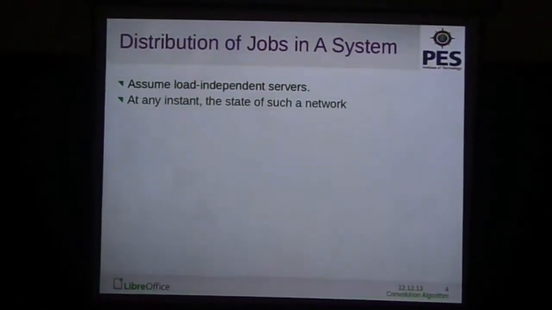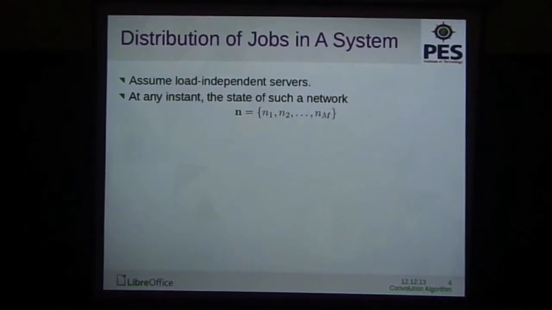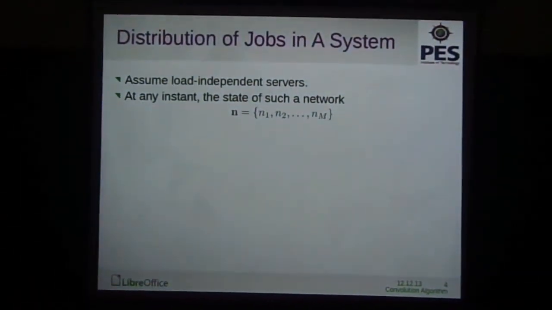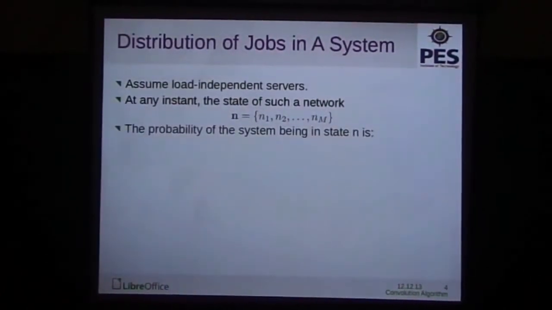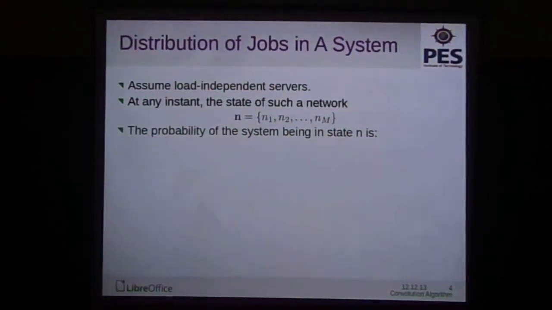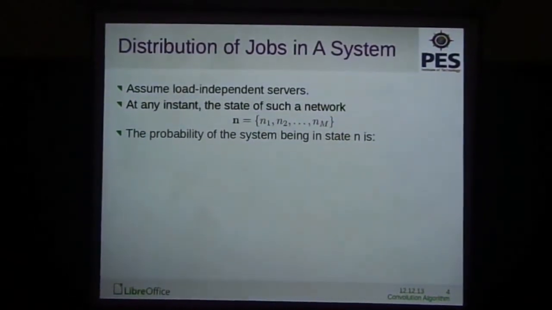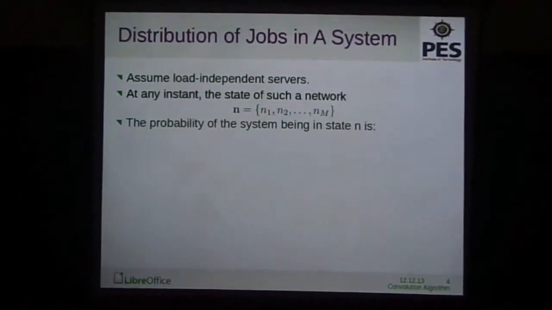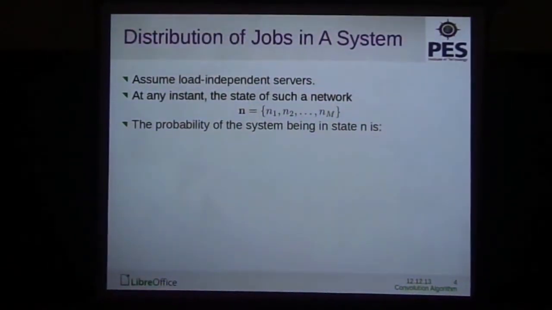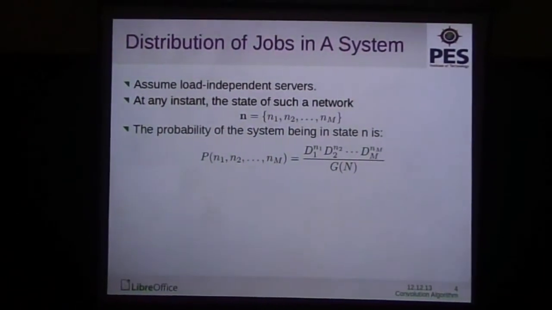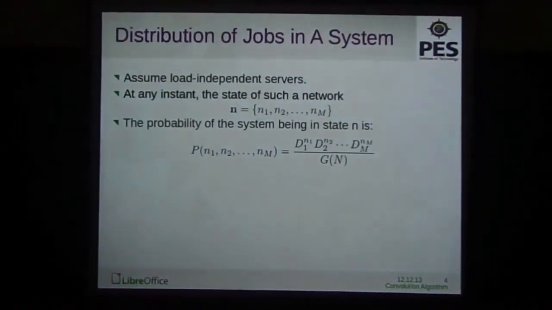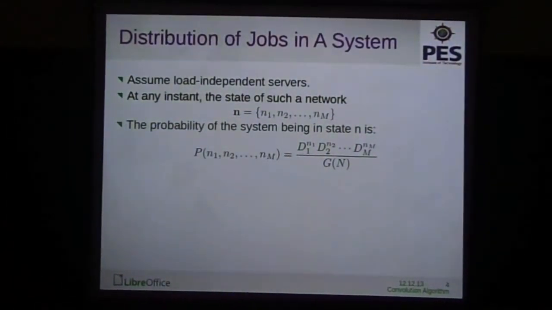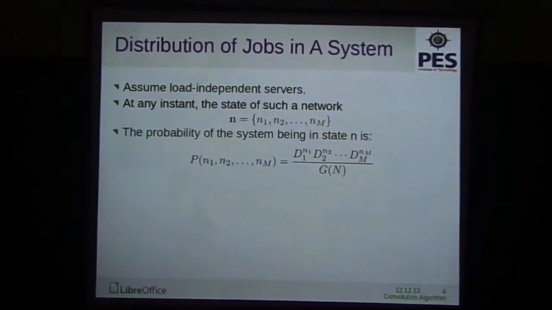At any instant, the state of such a network is given by the number of jobs at various devices and is represented by the vector n, that equals n1, n2 up to nn. Here, ni is the number of jobs at the ith device. Gordon and Newell showed that the probability of the system being in state n is P of n1, n2 up to nn equals d1 to the power n1, d2 to the power n2 up to dn to the power nn by G(N).